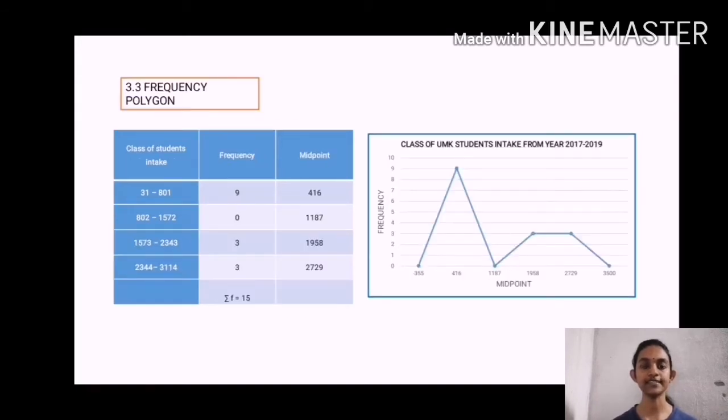Next, on polygon graph, to form this, we need frequency and midpoint only. So here we can see at the end it will give a shape. It gives a shape, a line graph, which at the beginning it touches the x-axis, till the end it touches the x-axis. So here it gives a form of shape as shown in the graph.